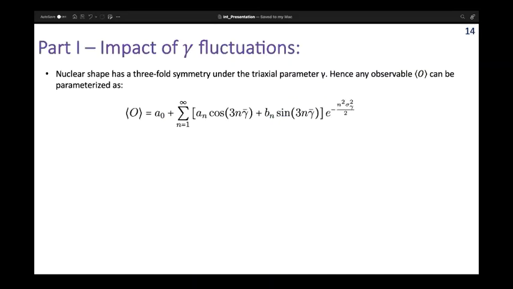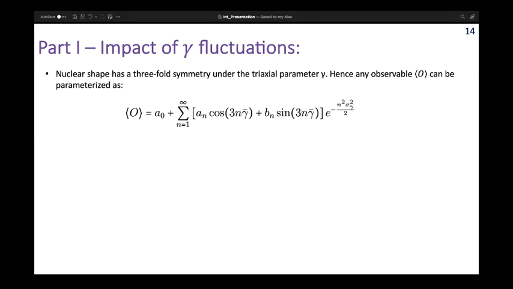The first thing that we need to do to find the impact of these gamma fluctuations is to be able to parameterize them into some form of fitting equation. No matter what happens, we know that any observable which depends on gamma has to have a period of 2 pi, because you can take gamma plus 2 pi and it is the same angle in terms of the deformation parameter. Now, if you have a periodic function, then you can definitely write it in terms of a Fourier series, and that's what we have written.